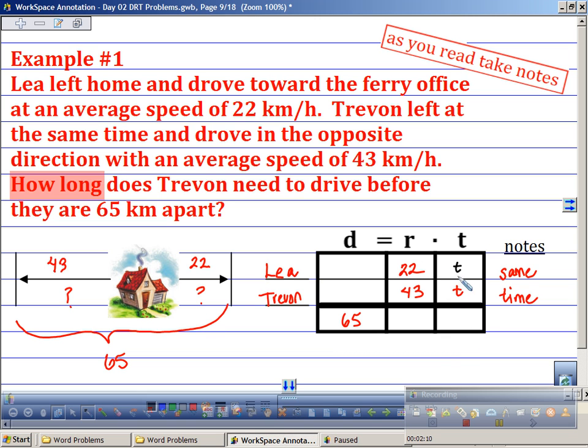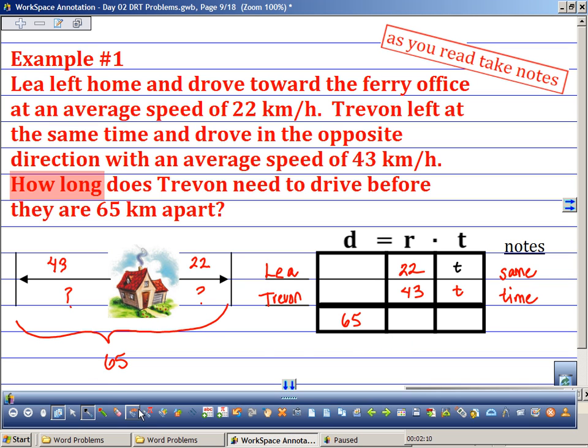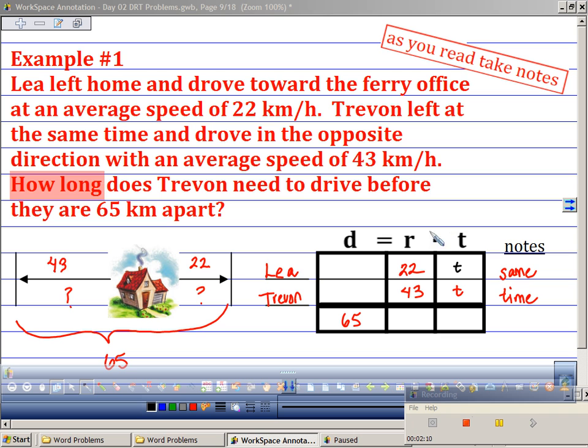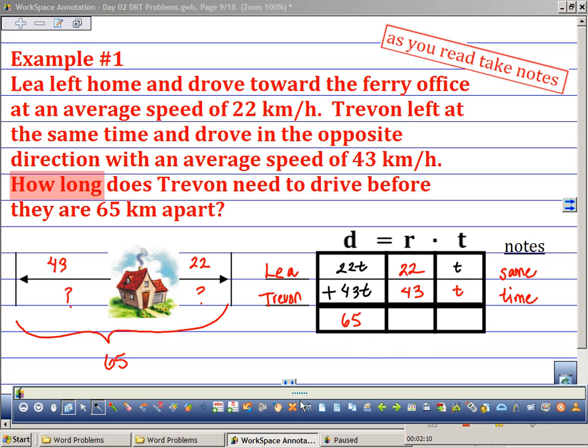Once you've got these 4 boxes filled in and this box filled in, we are ready to create our equation. See how I used the black for having to add something? Let me ask you something. We'll do that later. R times T equals distance, correct? So couldn't I say that 22 times T equals Leah's distance? Isn't that true? That's what it says, right? Rate times time equals distance, so 22T. And Trevon is 43 times T. And if I add them together, I will get 65.